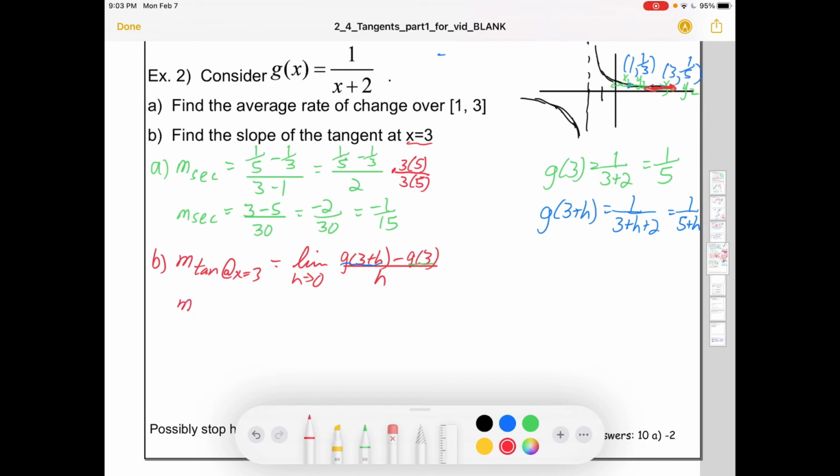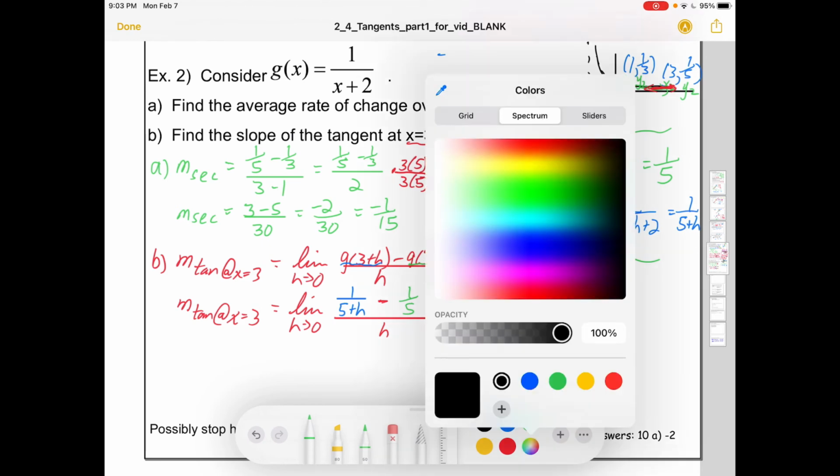So now I have the stuff that I can plug in. You can do that as part of this step, but I think it's tough to do that along with figuring out what to write here. So it's g of 3 plus h, which is 1 over 5 plus h, minus g of 3, which is 1 over 5. That's the stuff that I found over here. Just like with numbers, you've got an issue here with nested fractions. So let's deal with them.